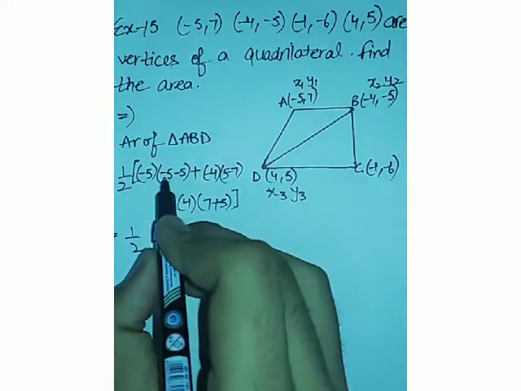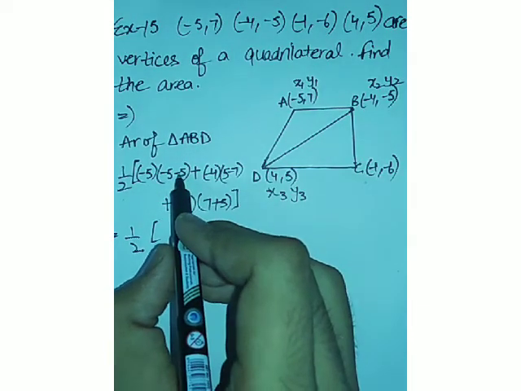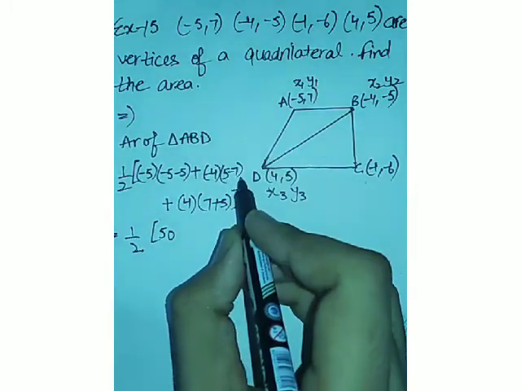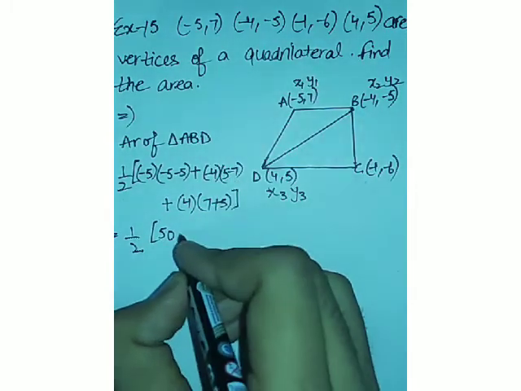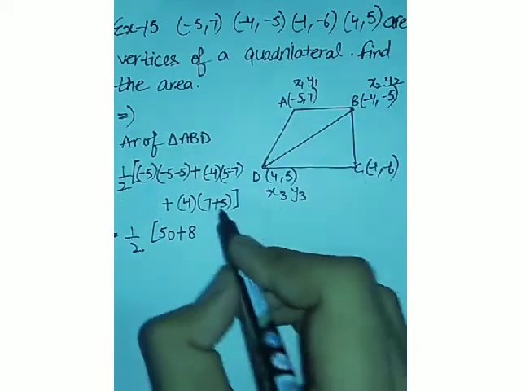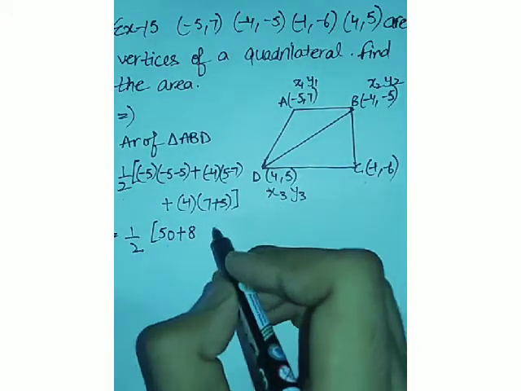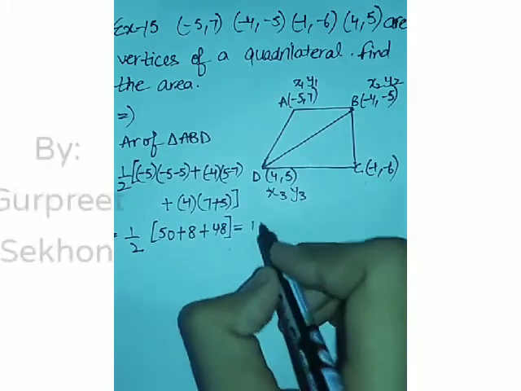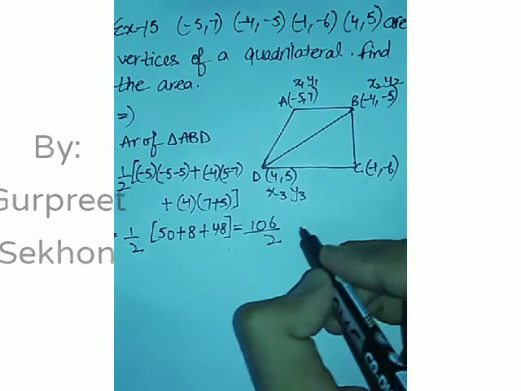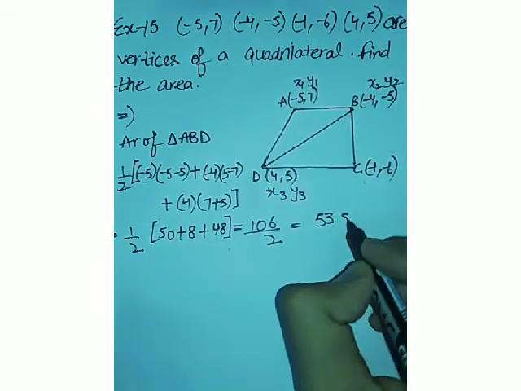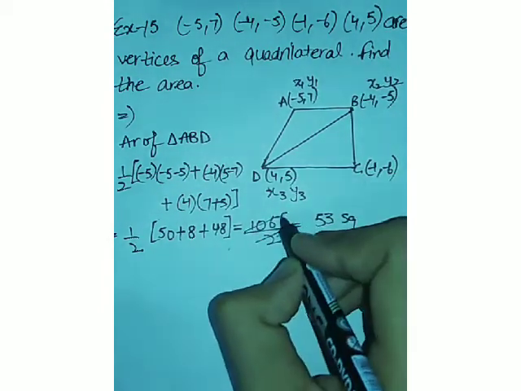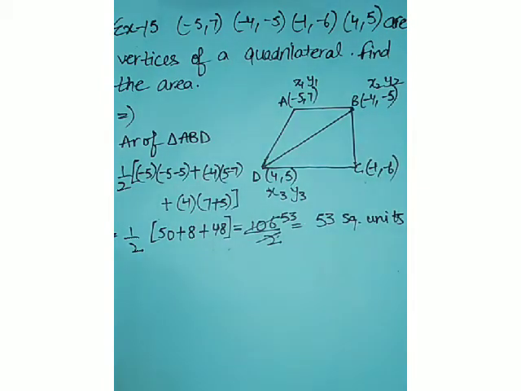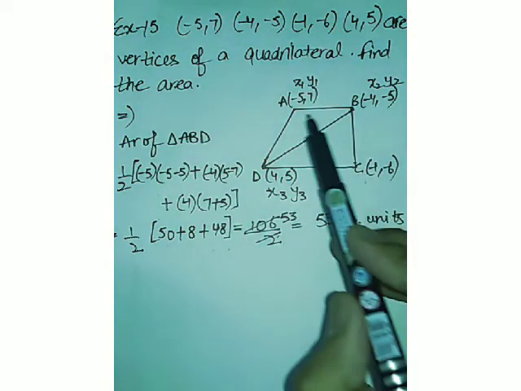1 upon 2, minus 5 times minus 10. Minus 10 multiplied by minus 5, that is 50. 5 minus 7 is minus 2, minus 2 times minus 4 is plus 8. 7 plus 5, that is 12. 12 times 4 is 48. When you add these, you will get 106 upon 2, and the answer will be 53 square units, because 2 5s are 10, 2 3s are 6. 53 square units. Alright, now you have found the area of ABD.